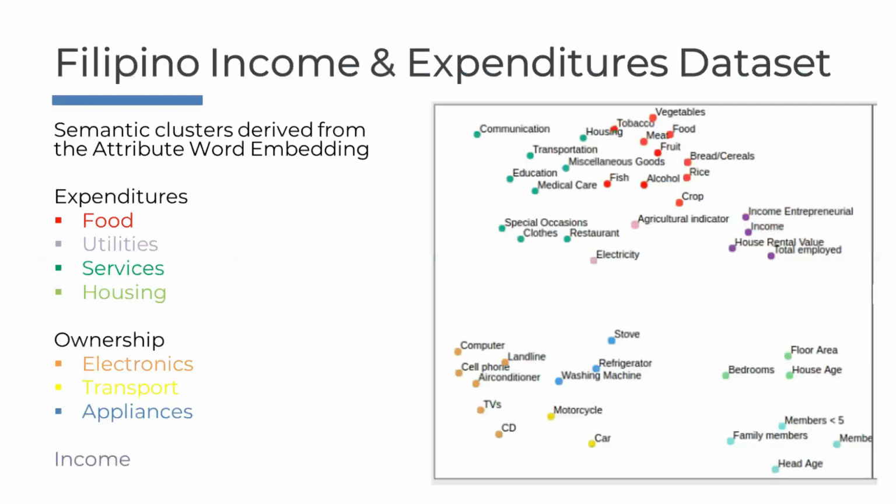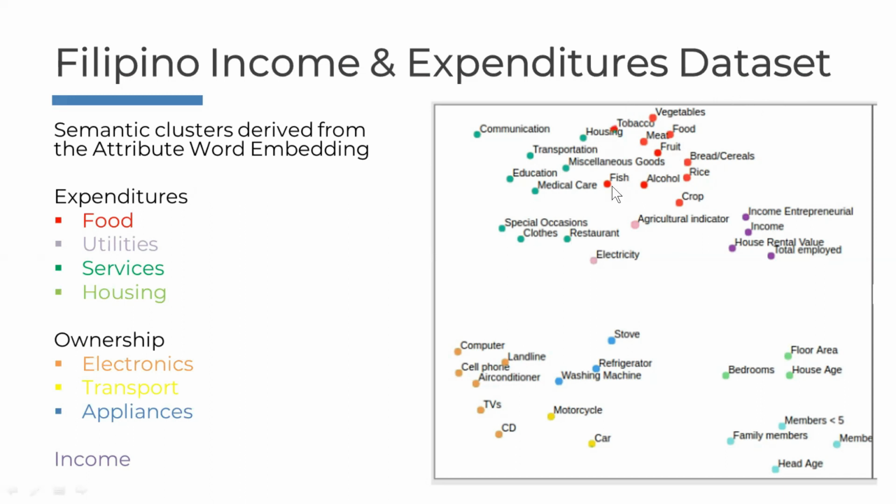Okay, so I made a little example for you. Let's take the Filipino income expenditures data set, which is basically about how Filipinos make money and how they spend it. And these are the attributes that this data set has. And if you do this semantic grouping with the Word2Vec algorithm, and then you cluster it afterwards, this is an MDS projection of this attribute space, clustered. You can actually make out different groups of things here, right?